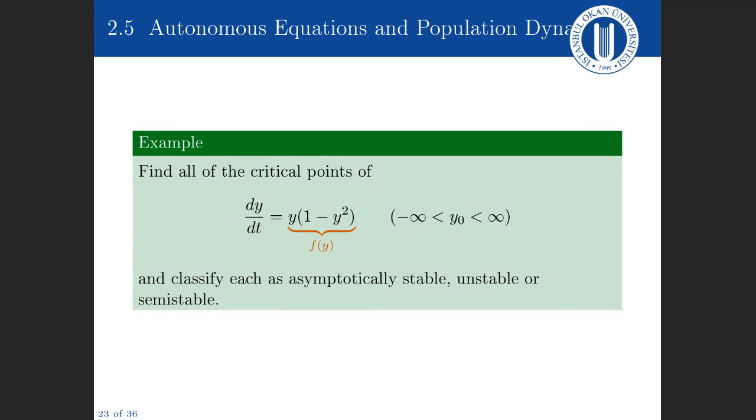For example, find all of the critical points of dy/dt = y(1 - y²), where we're saying that y0 can be any number between minus infinity and infinity. And then classify each critical point or each equilibrium solution as asymptotically stable, unstable, or semi-stable.